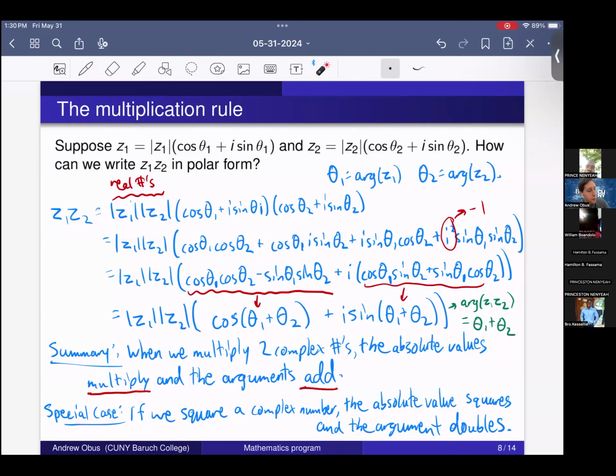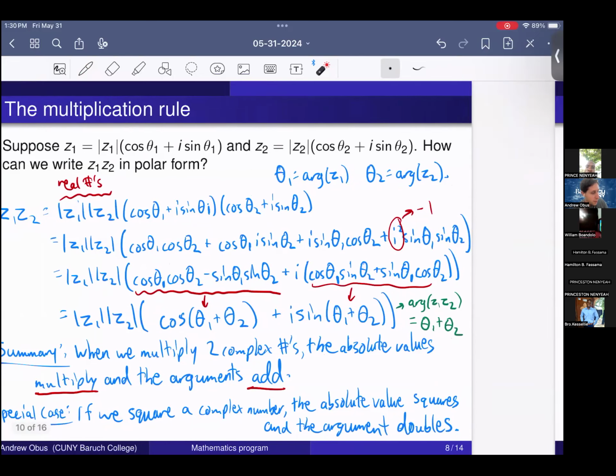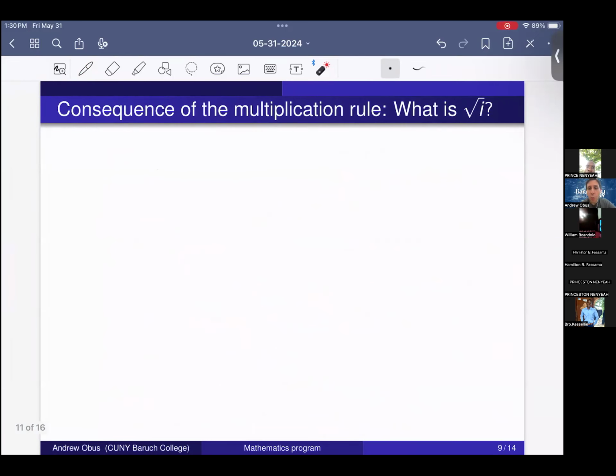Okay, so here's a question. This will be the last question we really do. What is the square root of i? We already talked about powers of i, and how i is the square root of -1, but now I want to know what is the square root of i. How do we do it? Well, what you need to do is write i in polar form.